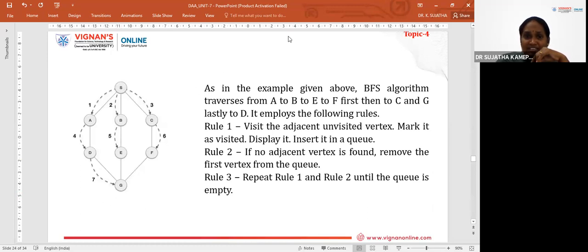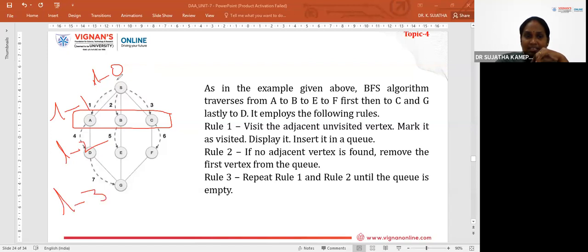So first it visits the vertices which are present in the same depth level. First, this is level 0, let us say. This is level 1, let us say. And this is level 2. And this is level 3. So first it visited the vertex which is present in level 0. Next it goes to visit the adjacent vertices which are present in level 1.